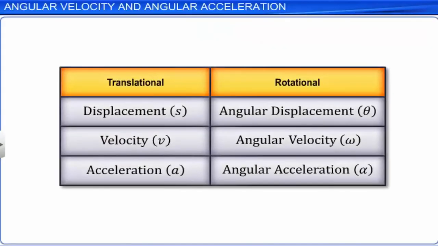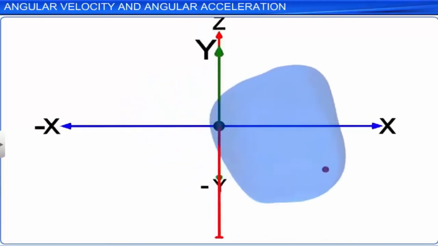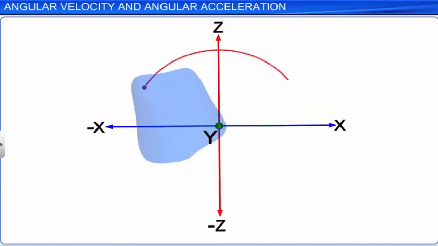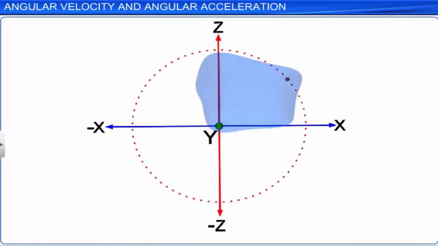For a better understanding, let us compare the terms related to translational motion and rotational motion. Observe a rigid body rotating about a fixed axis with an angular speed omega. Let v be the linear speed of a particle P, that is, at a perpendicular distance r from the axis of rotation.